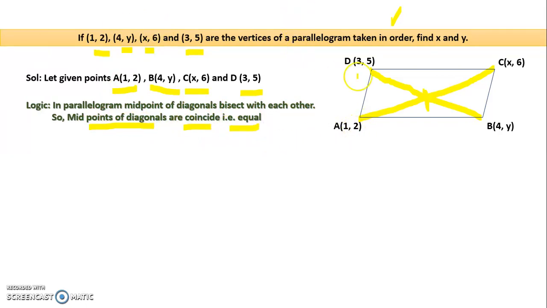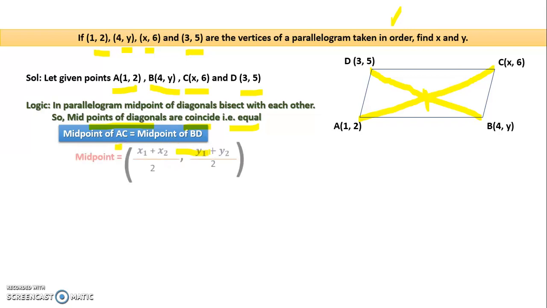So now what is our aim? We need to find out the value of x and y. So first find out the midpoint of AC and then find out the midpoint of BD. Then you can equate them because the midpoints are equal. That is the logic we are using here. Midpoint of AC equals midpoint of BD.